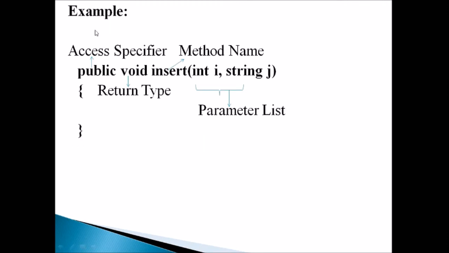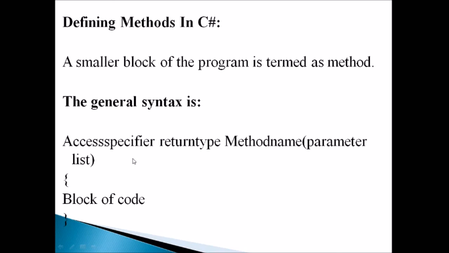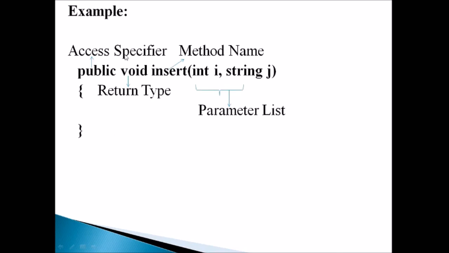We can see the example for that. The example is public void insert, within brackets int i comma string j, and then open and close curly braces are given, where public is nothing but the access specifier, which we have seen in this syntax. Okay, as we said already, the access specifier is going to decide where this part of the source code can be accessed. Okay, and next one is void. Void is the return type. We know that here. Next one is the return type, that is given here.